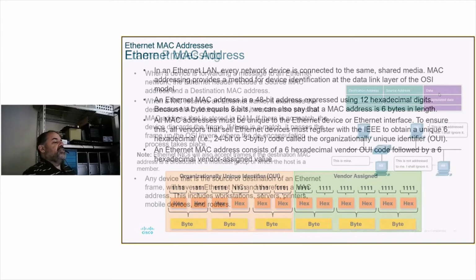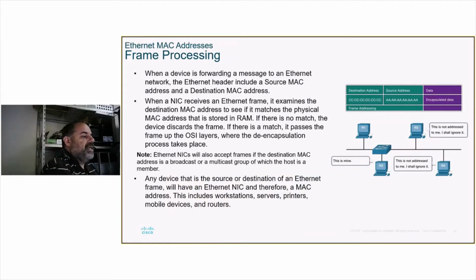All right, frame processing. When a device forwards a message to an Ethernet network, the Ethernet header includes the source MAC address and destination MAC address. When a NIC receives the Ethernet frame, it examines the destination MAC address to see if it matches its own MAC address. If there is no match, the device discards the frame. If there is a match, it passes the frame up the OSI layers where the decapsulation process takes place.